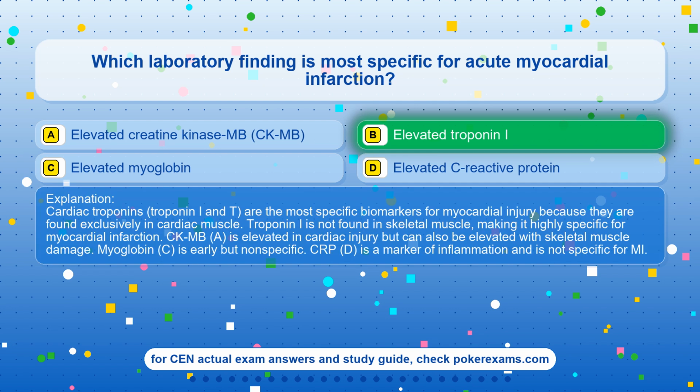Cardiac troponins, troponin I and T, are the most specific biomarkers for myocardial injury because they are found exclusively in cardiac muscle. Troponin I is not found in skeletal muscle, making it highly specific for myocardial infarction. CK-MB, A, is elevated in cardiac injury but can also be elevated with skeletal muscle damage. Myoglobin, C, is early but nonspecific. CRP, D, is a marker of inflammation and is not specific for MI.